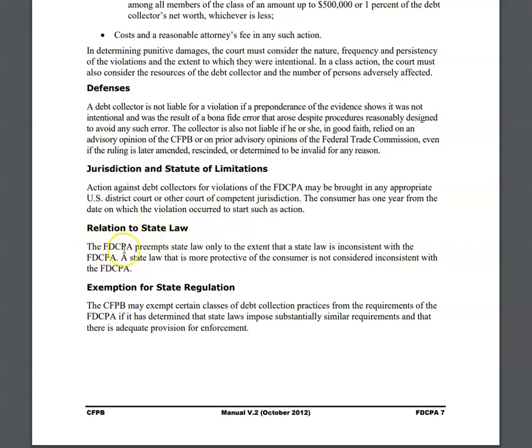Relation to state law. The FDCPA preempts state law only to the extent that the state law is inconsistent with the FDCPA. A state law that is more protective of the consumer is not considered inconsistent with the FDCPA. Exemption from state regulations. The CFPB may exempt certain classes of debt collection practices from the requirements of the FDCPA if it has determined that the state law imposes substantially similar requirements and that there are adequate provisions for enforcement.